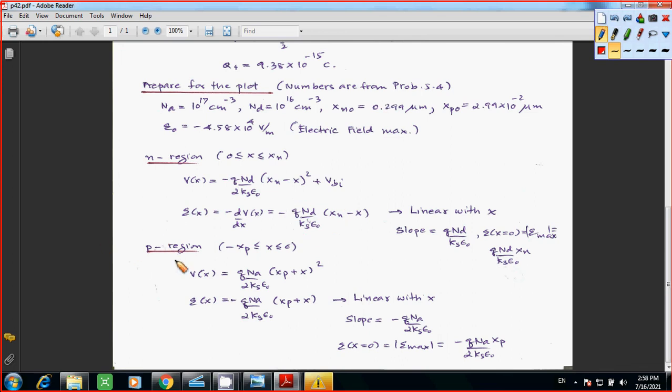Same as for the P region, for x equal to or greater than negative xp and equal or less than 0. This is your Vx, and this is your E, and same, you have the slope and you have the magnitude of your E max. So actually these are the same, because you have the relation ND xn equal to NA xp.